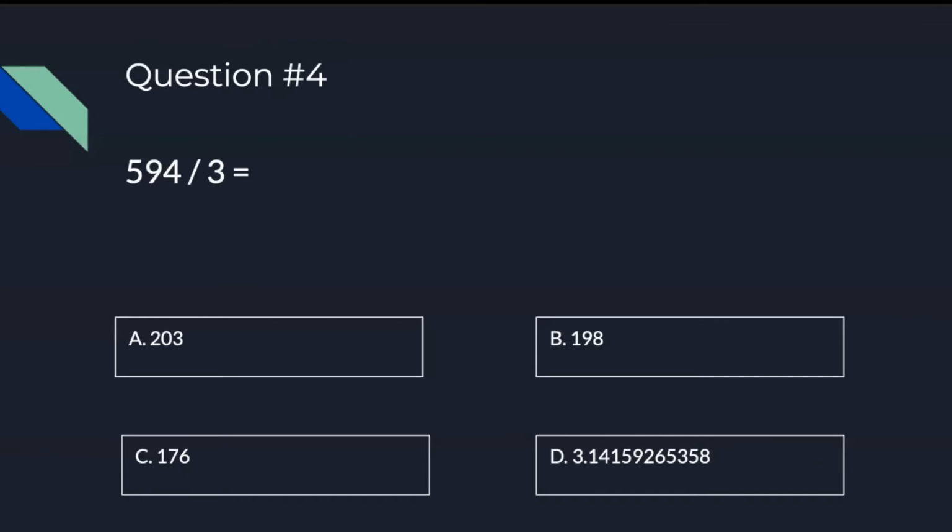Long division. See who still remembers. It's been quite a while, actually. We learned this in week 2. Okay, very good.